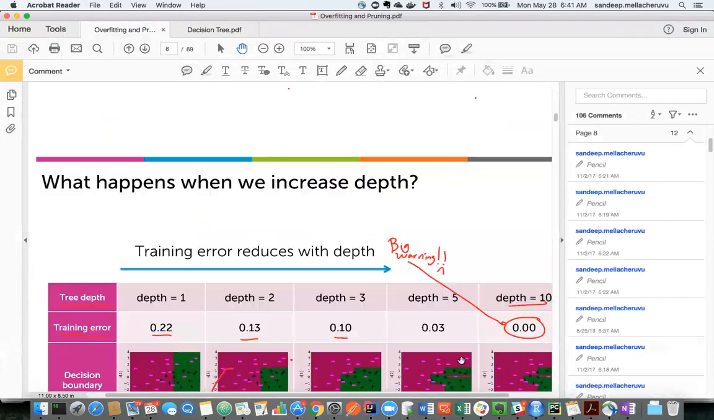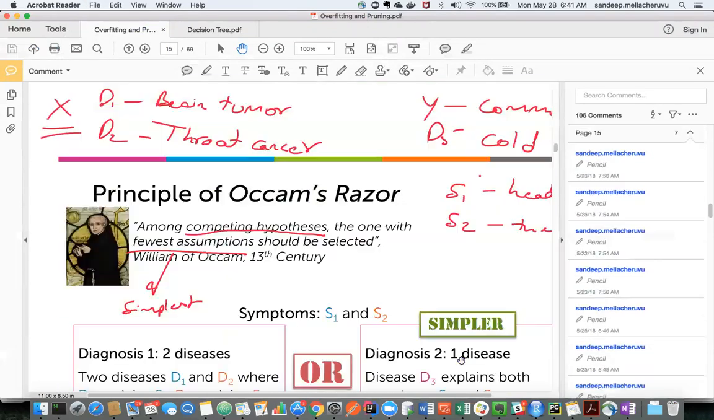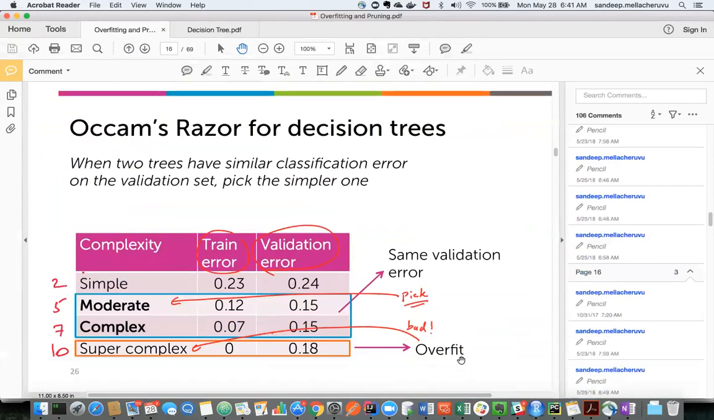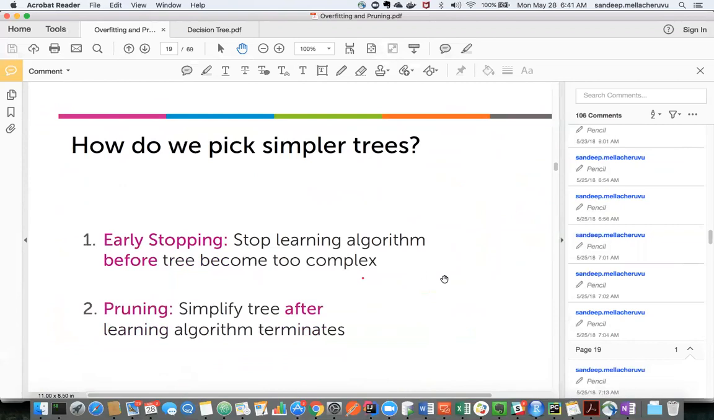So that's why we went with two different algorithms for picking a simpler tree. One is early stopping, which means you don't grow the tree very complex. If you don't grow the tree too complex, then obviously you're not doing any overfitting. The second thing is to simplify the tree after it became complex. So you grow the tree as complex as you want.